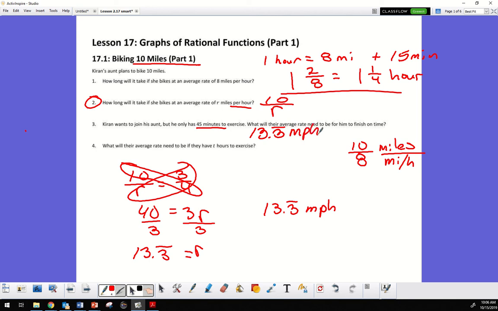All right, let's look at the last one. What will their average rate be if they have T hours to exercise?